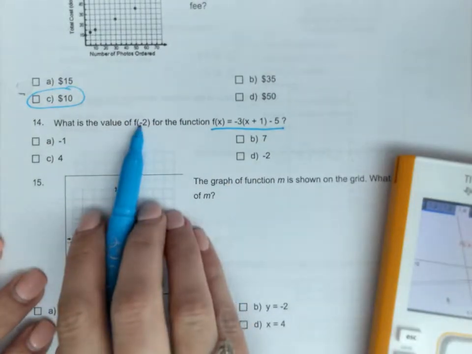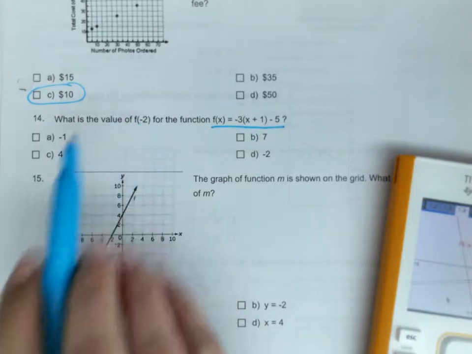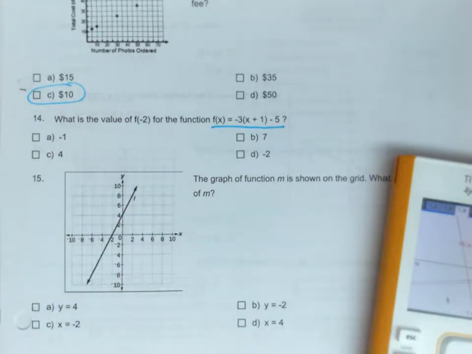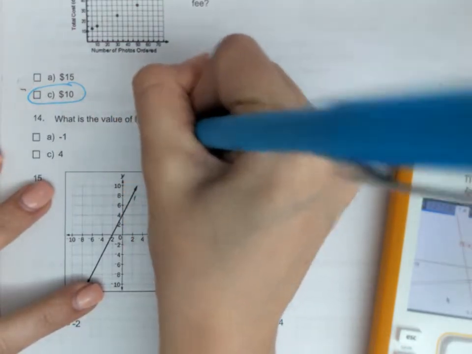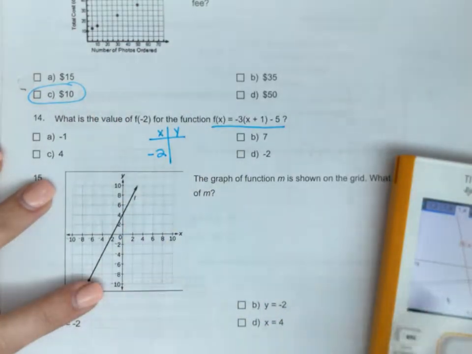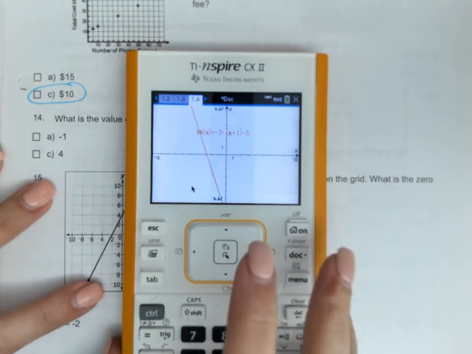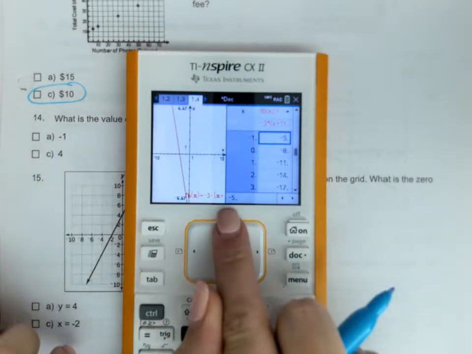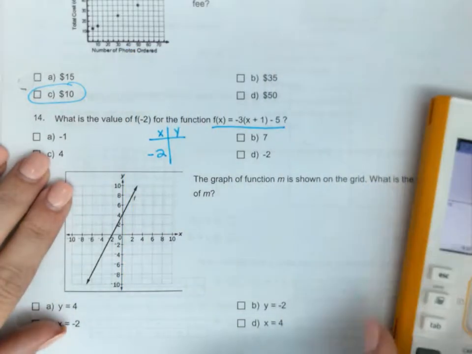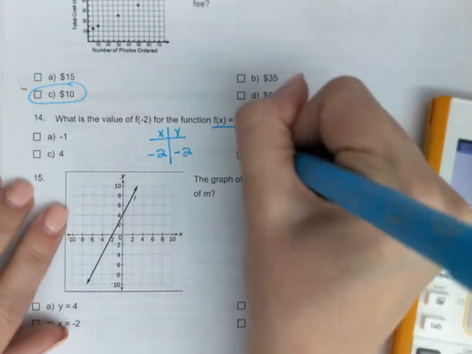What is the value for f of negative 2? Because that negative 2 is inside the parentheses, remember your cheer motions, it is an x value. So we're looking on our table for when that x is negative 2. So you click Control T, go to where the x is negative 2, and it matches up with negative 2.